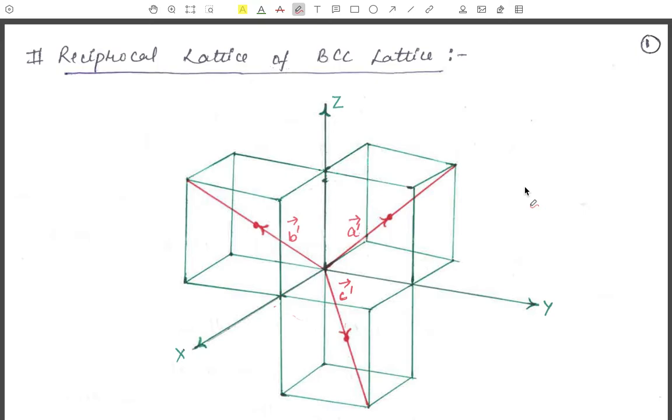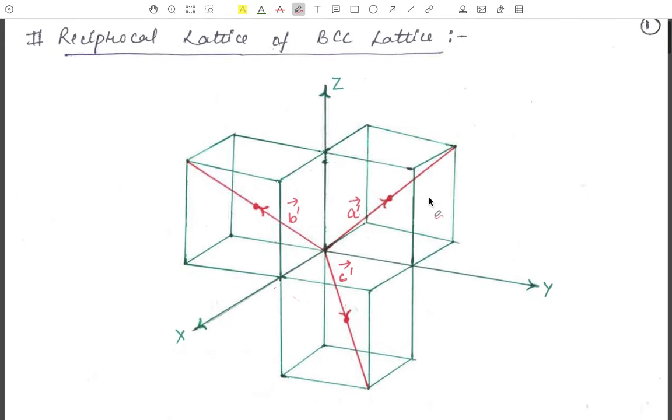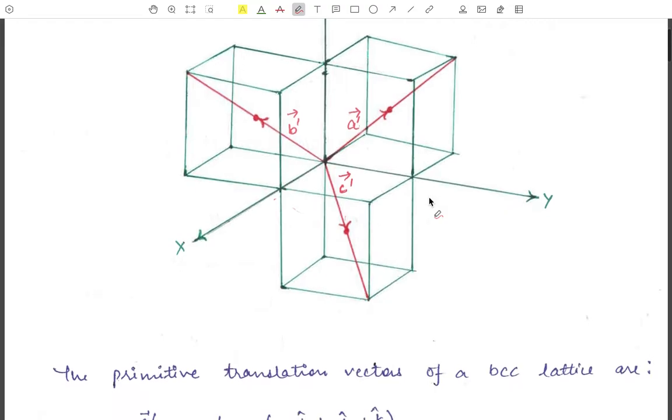Today we will study the reciprocal lattice of BCC lattice, FCC lattice and simple cubic lattice. So first of all, the reciprocal lattice of BCC lattice. Now to find out the reciprocal lattice of BCC lattice, we have to imagine a BCC lattice in direct space.